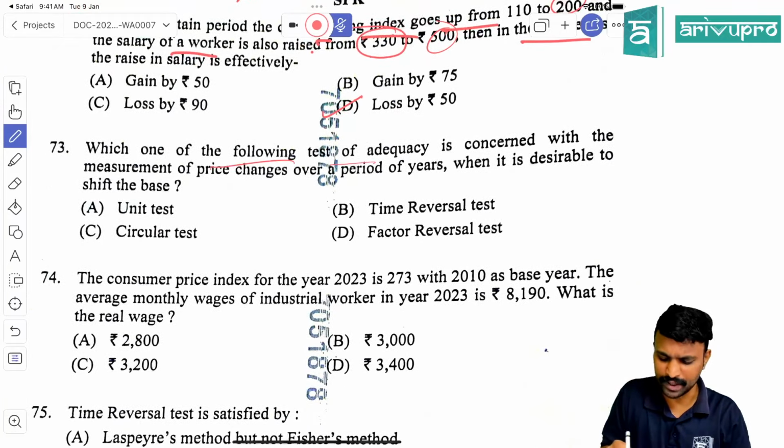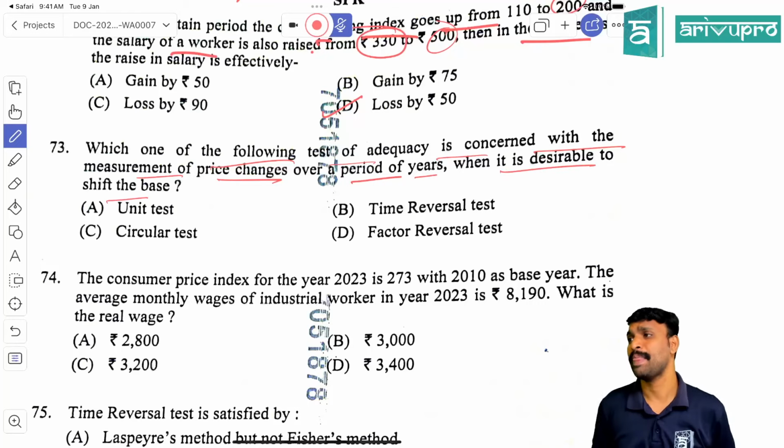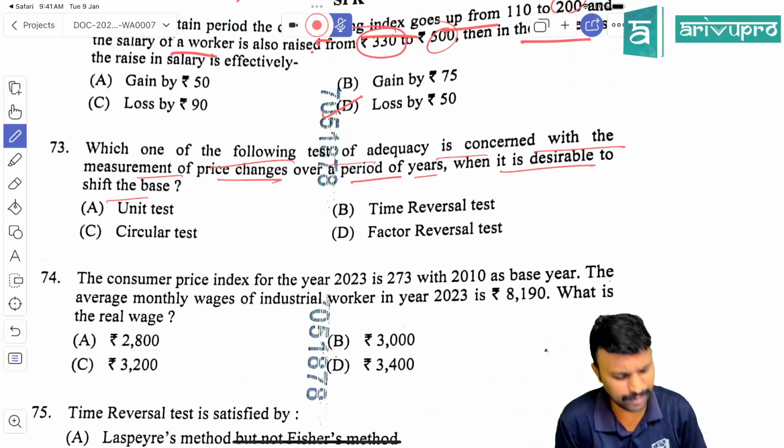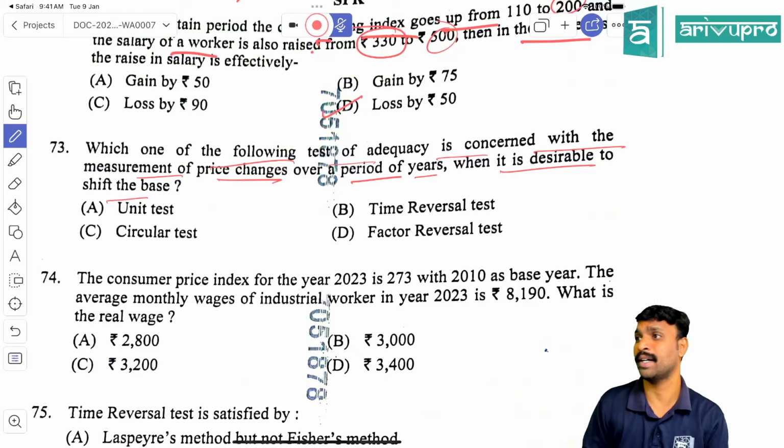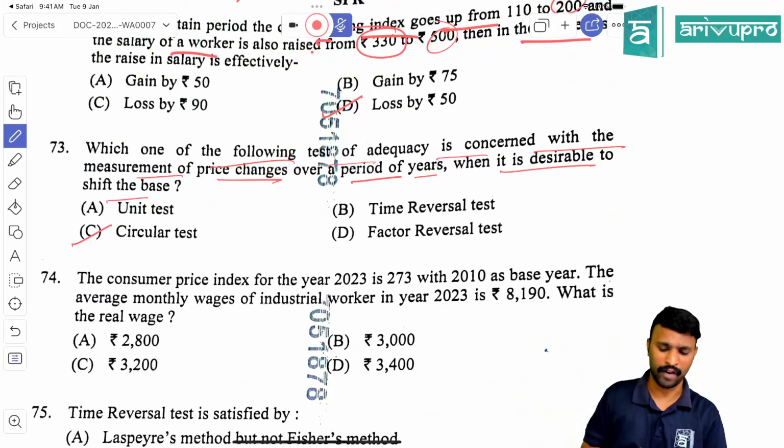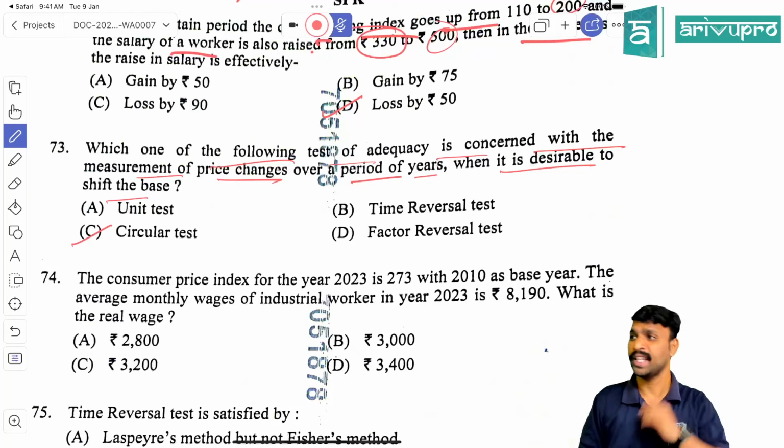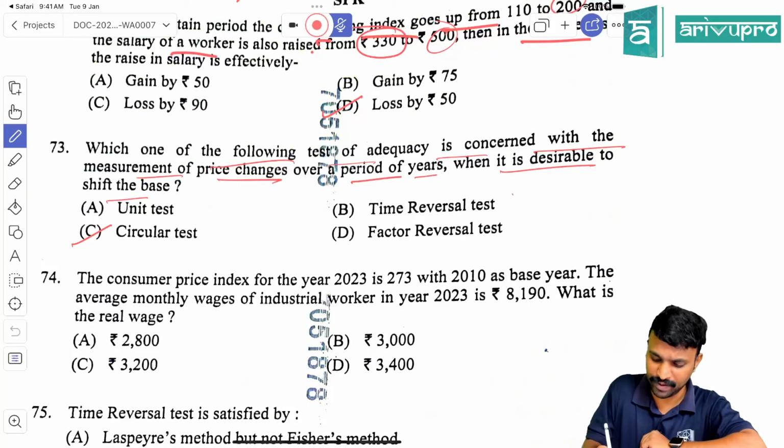Which of the following tests of adequacy is concerned with the measurement of price changes over a period of years when it is desirable to shift the base? Guys, whenever it is desirable to shift the base, obviously the circular test is the one. Of course, in the time reversal test also the base will be shifted. Time reversal test says P01 into P10 is equal to 1.